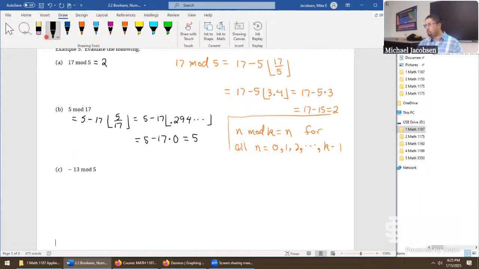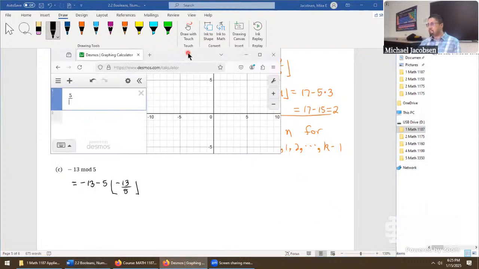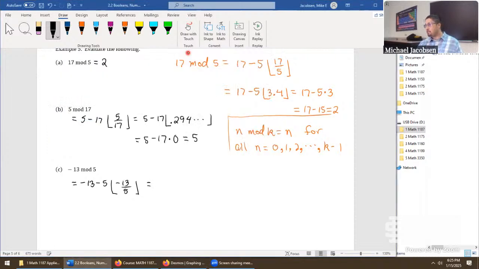Okay, as before, we'll just write this out as negative 13 minus 5 times the floor of negative 13 fifths. Notice what I did have to do here: if we have the value of negative in front of the mod function, the negative will also convey to this location as well as the starting location. So now we need negative 13 fifths. We get a value of negative 2.6. So this is negative 13 minus 5 times the floor of negative 2.6.